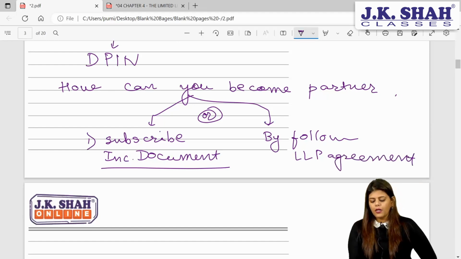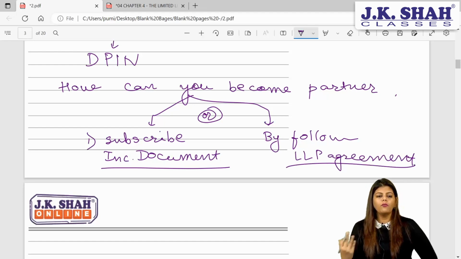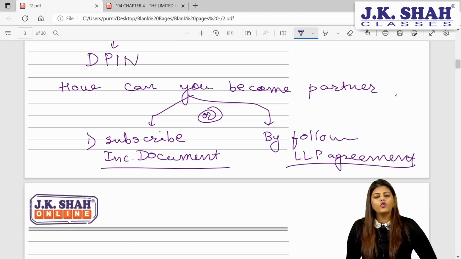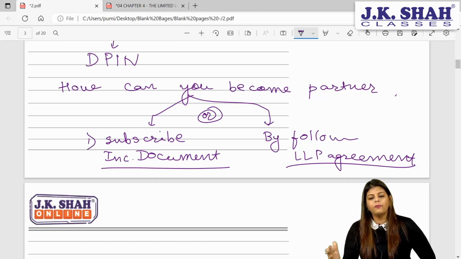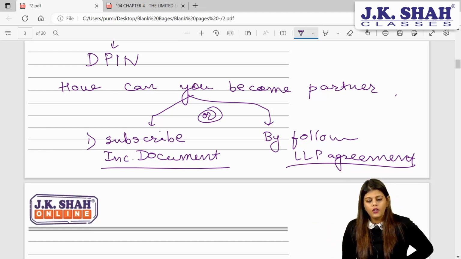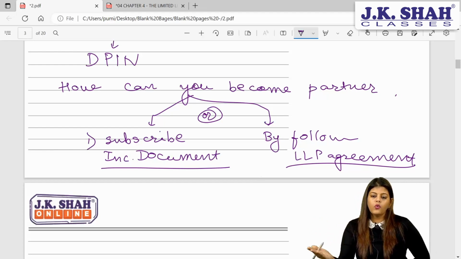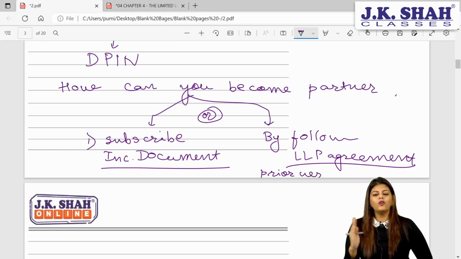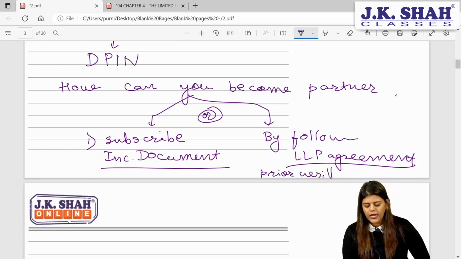In the LLP agreement, rules will be written on how you can admit a partner, how you can expel a partner, how a partner can retire. So follow that and become a partner. But this will happen only when you have an LLP agreement. If you don't have an LLP agreement, then follow the law and get admitted. But whoever is a new partner coming in, you need to obtain prior written consent that he is okay to become a partner in this LLP. And this prior written consent also should be submitted to the ROC.